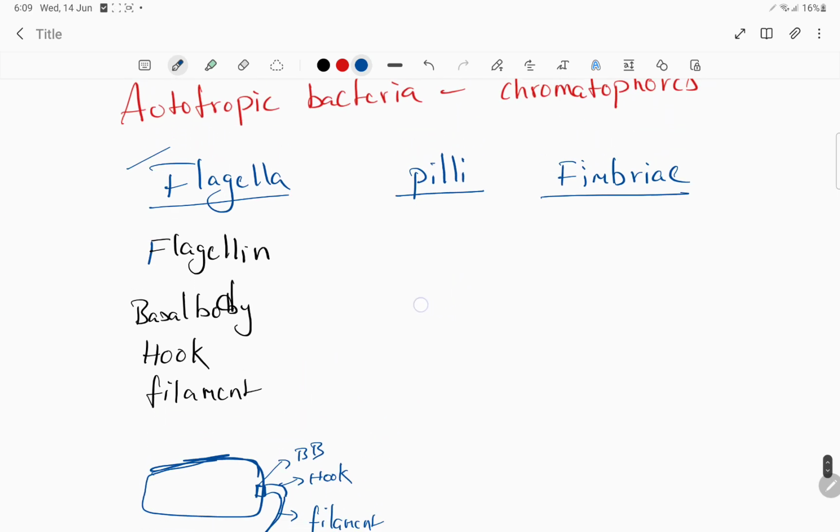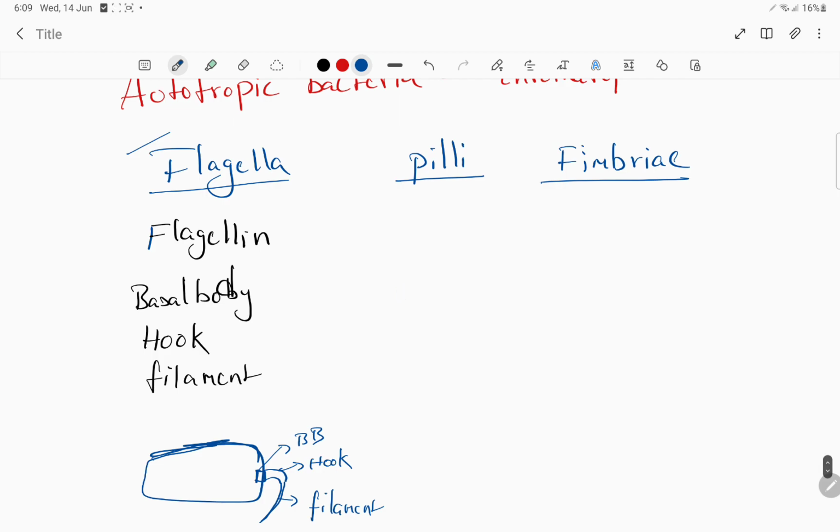Okay. And next, pilli and fimbriae. Pilli are on the surface of bacteria and are not involved in motility. These are the two structures which are not involved in motility. Pilli are made up of a protein called pillin, and they are found in both gram positive and negative bacteria, and are antigenic, that allows cells to recognize other cells and bacteriophages. Sex pilli are usually found in gram negative bacteria, forming a bridge between two bacteria, that is conjugation.